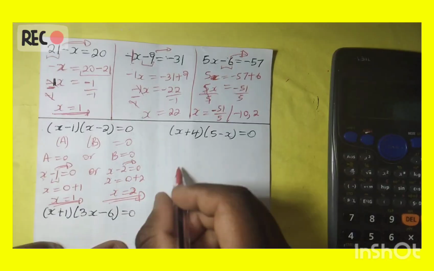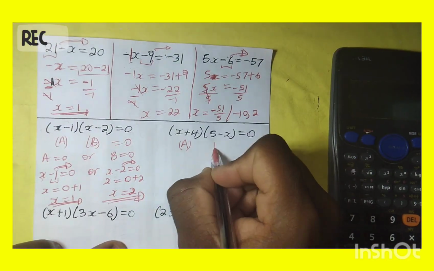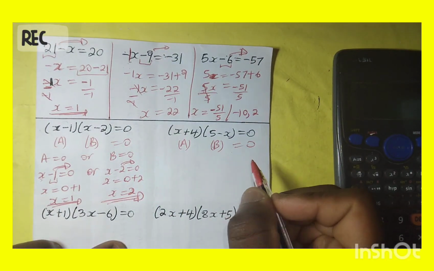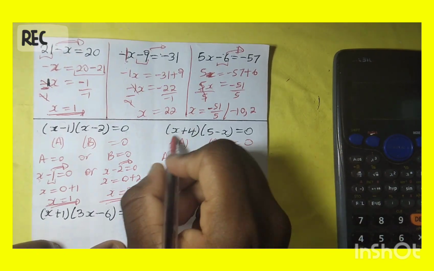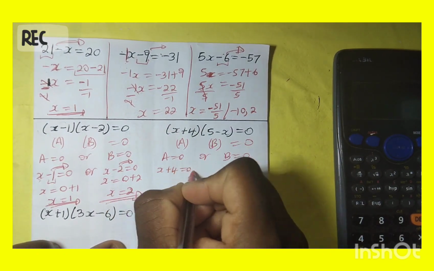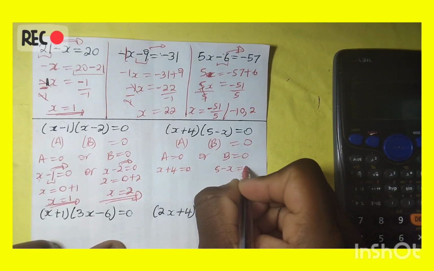Do you see? Even with this one, I have bracket A and bracket B equated to 0. You equate each bracket to 0, which is where our A is 0 and our B is also 0.